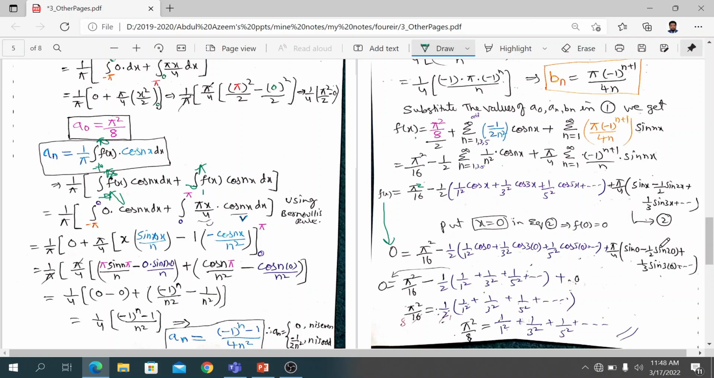So all become 0. Now this minus value, when you send that side, becomes positive. So pi square by 16 as it is, equals 1 by 2 times 1 by 1 square plus 1 by 3 square plus 1 by 5 square and so on. This 2 and this 16, 2 cancels, 16 becomes 8. So pi square by 8 equals 1 by 1 square plus 1 by 3 square plus 1 by 5 square up to so on.